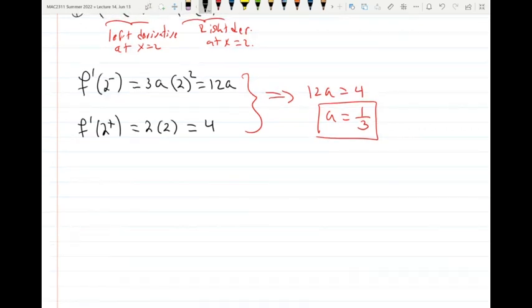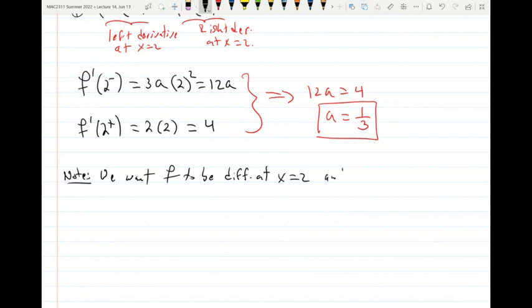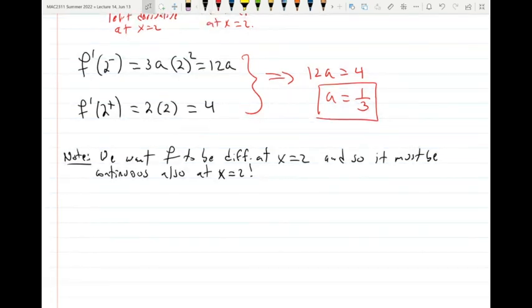So note, we want f to be differentiable at 2, and so it must be continuous. Also, okay, so now we're going to go to continuity. So this is continuity at a point. There are 3 things that we have to check, right? What are they?